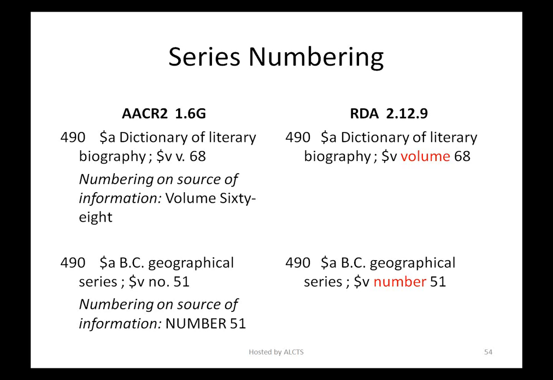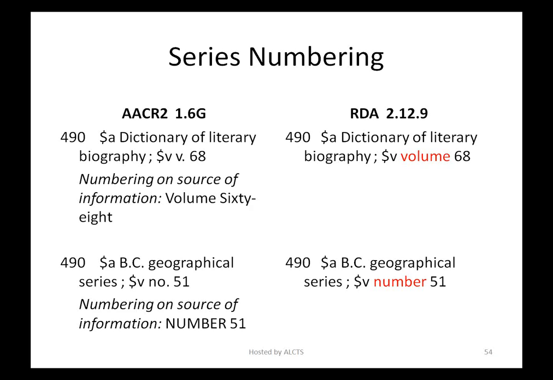There isn't a change in the way we give the 8XX series access points. So you would still use abbreviations there. But in the description, you would spell out the form, and you would still change the spelled out number to 68 based on RDA instructions.